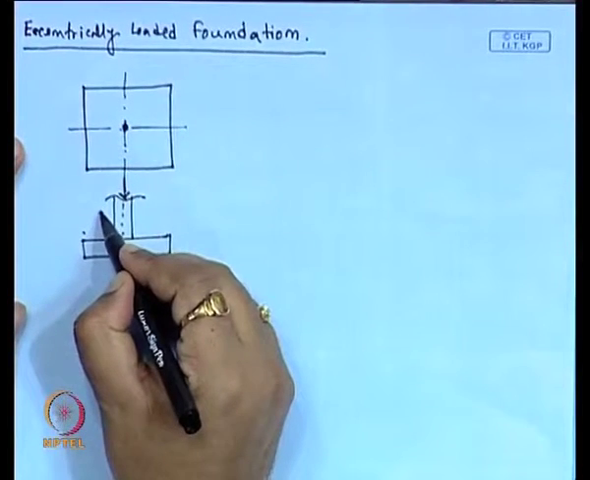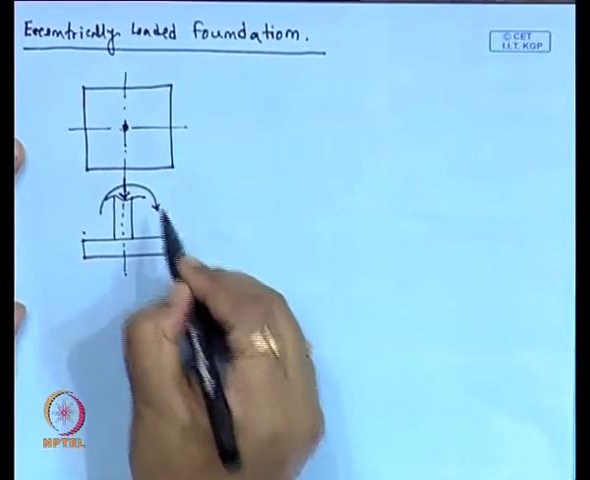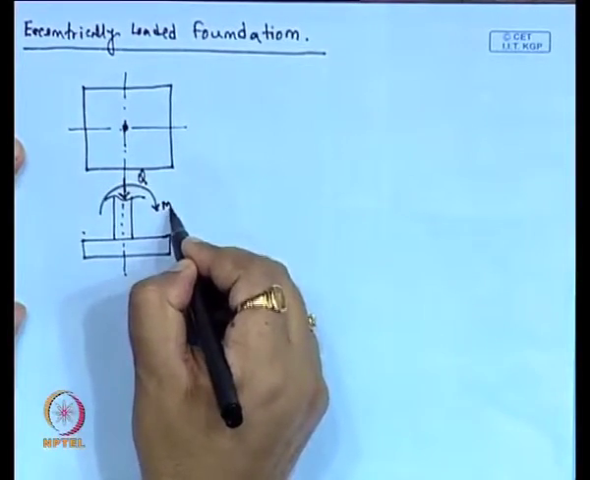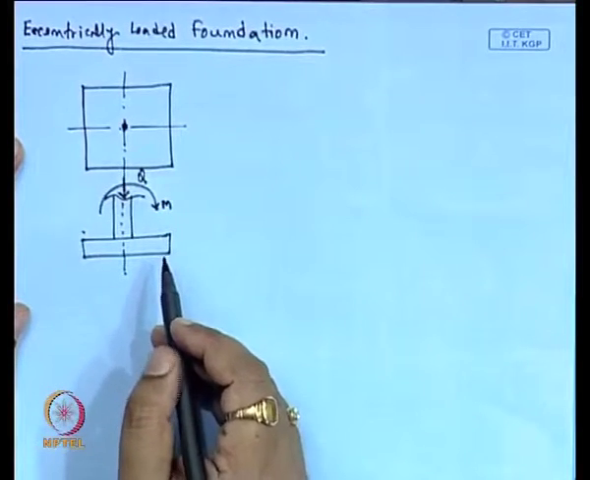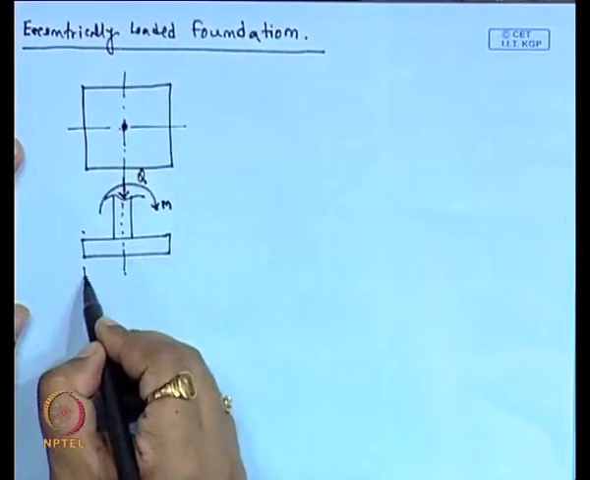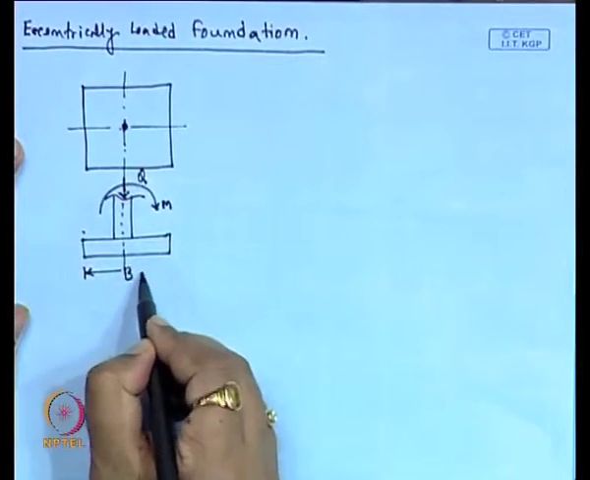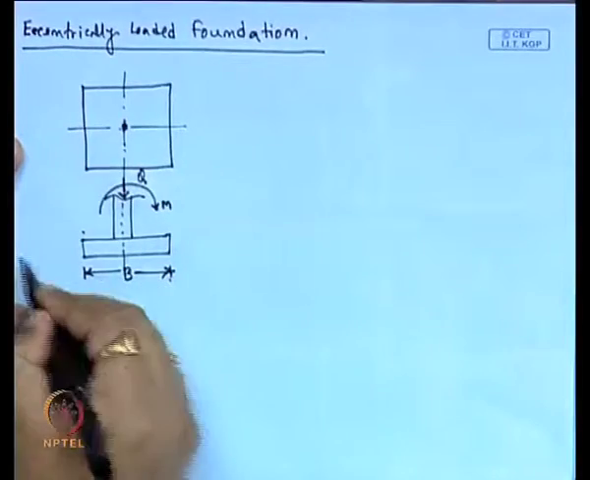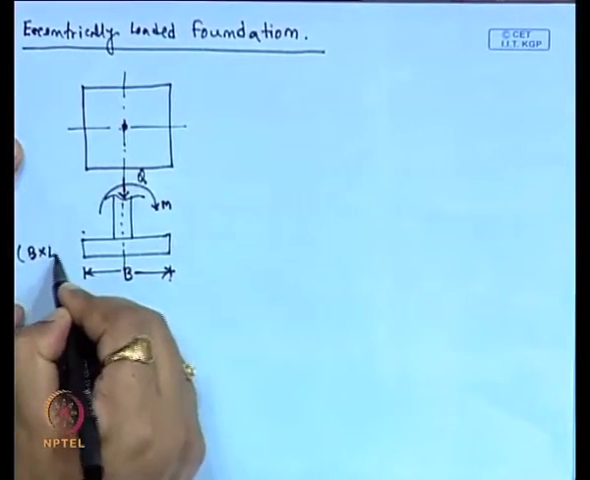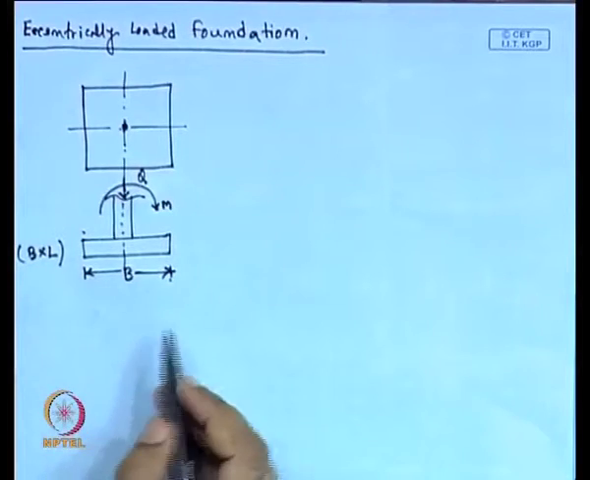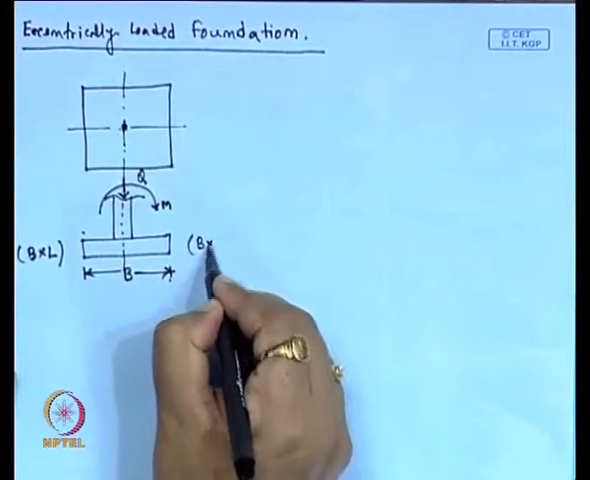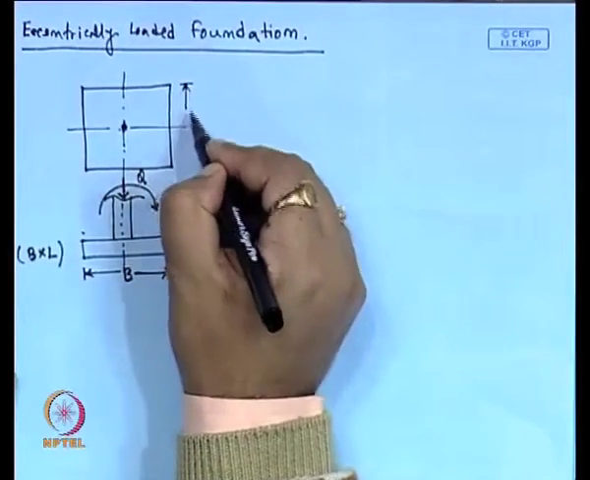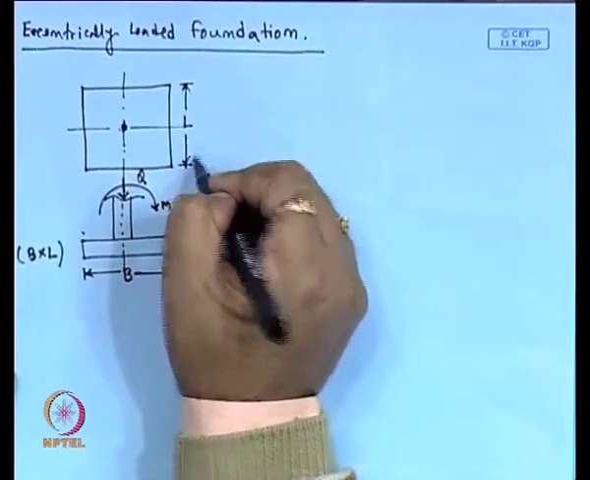Suppose there is a moment applied here, and Q is the loading applied at the center, and M is the additional moment applied. Suppose this is the width B of the foundation, and the dimension of the footing is B cross L. So this direction is B, and in this direction the dimension of the footing is L.